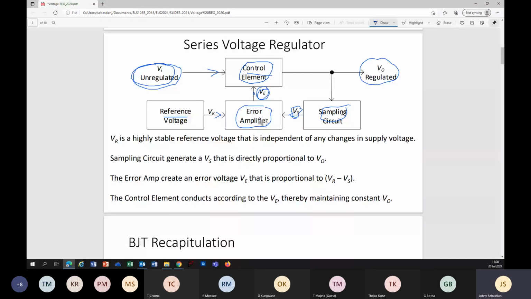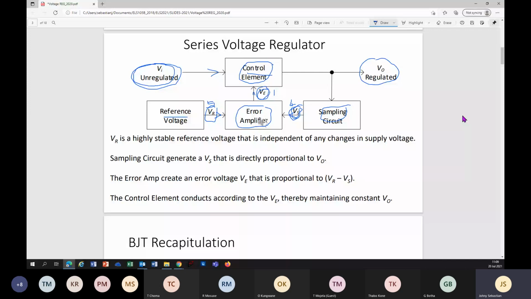Okay. What is this error amplifier going to do? The error amplifier is going to look at VR and VS and find the difference between VR and VS, like VR minus VS. So basically, if you have 5 volts there, and if you have 4 volts at this point, your error voltage will be like 1 volt. Got it? So the error amplifier makes a comparison between VR and VS.